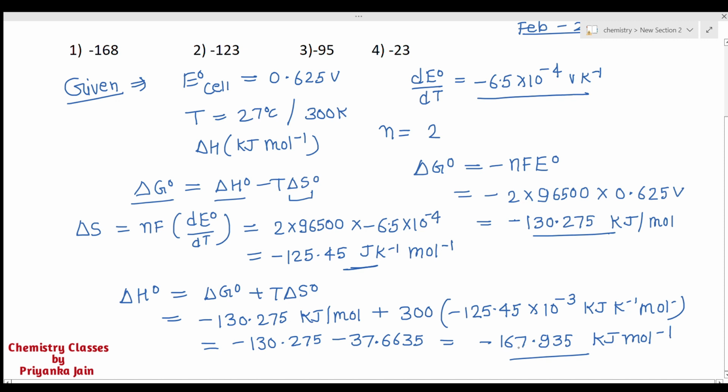You can match it with your options: minus 167.935 is around minus 168. It means option number 1 is the right answer. In this way you have to do the questions.